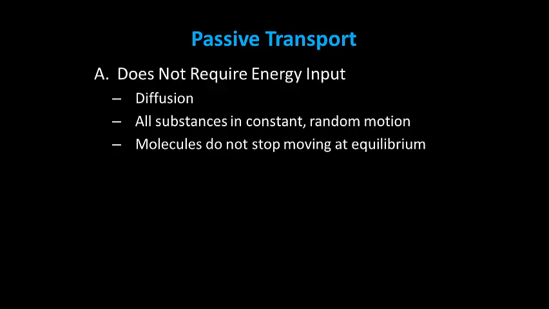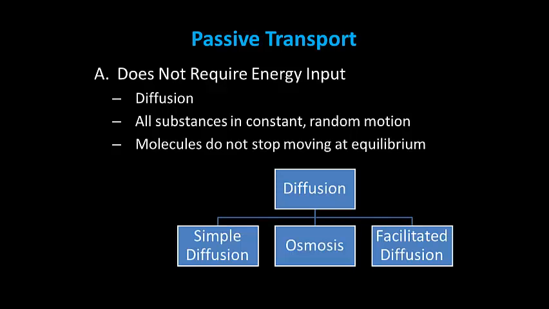So the first one we're going to look at is called passive transport, and this requires no energy at all. And diffusion is an example of passive transport. All substances are in a constant random motion, and the molecules do not stop moving at equilibrium. They can move in and out of your membrane still. There's three specific categories of passive diffusion we're going to be looking at, and those are simple diffusion, osmosis, and facilitated diffusion.